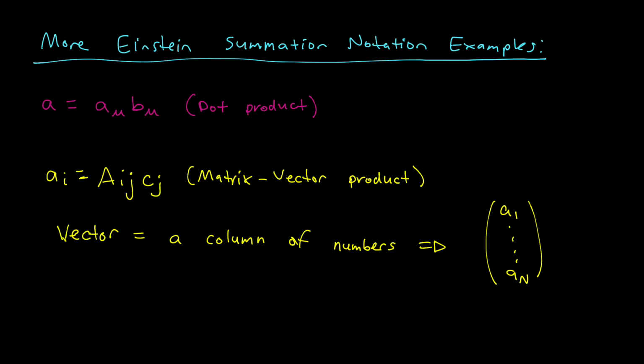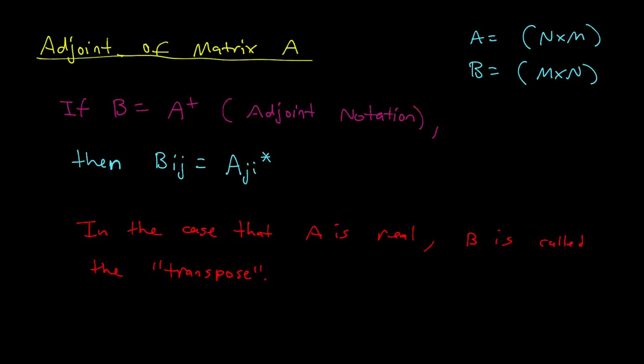For the rest of this video series, I will use Einstein summation notation, as it can make writing out equations and doing derivations much, much easier. Here we will define an adjoint of matrix A. If a matrix B is the adjoint of matrix A, that means the ijth element of B equals the jith element of A's complex conjugate. In the case that A is real, B is called the transpose. A is an n by m matrix and B is an m by n matrix.